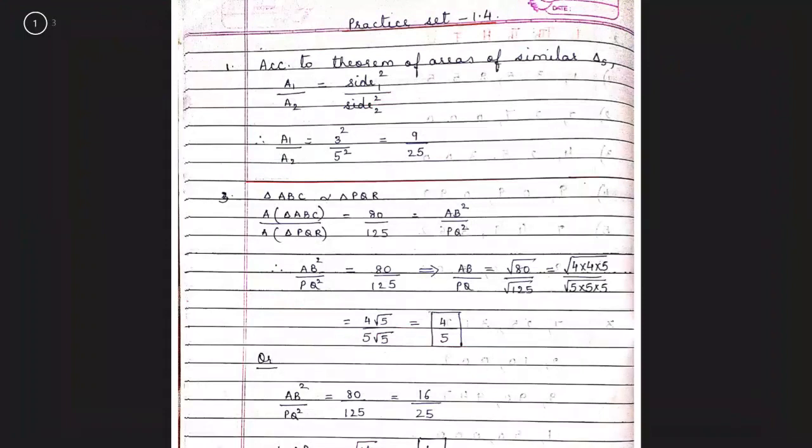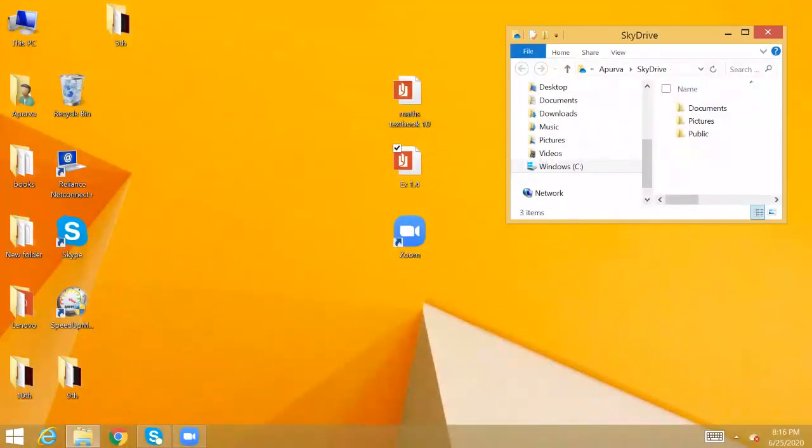According to the theorem of areas of similar triangles, A1 upon A2 equals side 1 square upon side 2 square. So A1 upon A2 is equal to, the two sides are given as 3 and 5. Squaring it, 3 square upon 5 square, answer 9 upon 25. Okay. Next, go to question number 2.